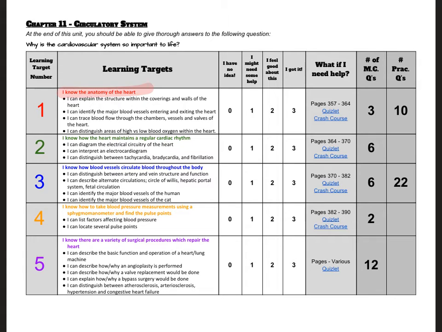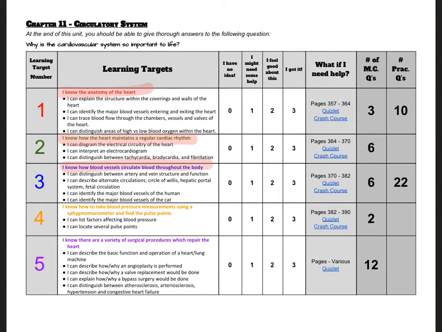We talked about the anatomy of the heart, the blood vessels entering and exiting the heart. You followed the pathway of blood through the heart, all the different chambers, vessels, and valves. And then we talked about the difference between the right and the left side of the heart. We talked about the cardiac rhythm. We looked at the electrical circuitry of the heart and how an electrocardiogram works. We talked about the difference between tachycardia, bradycardia, and fibrillation.